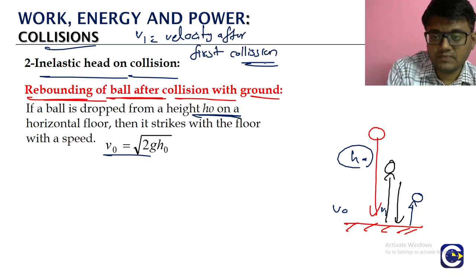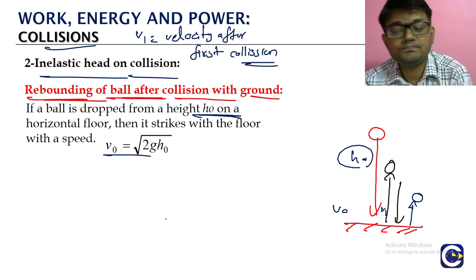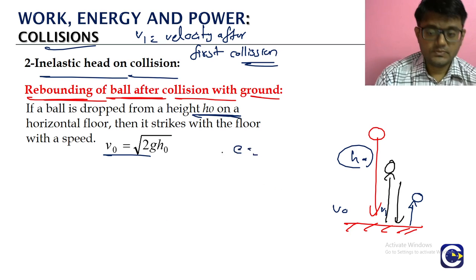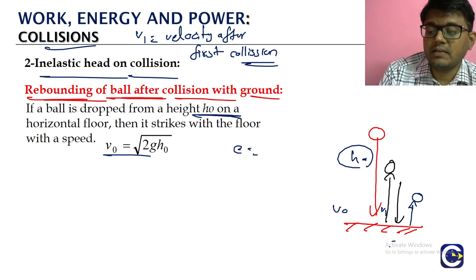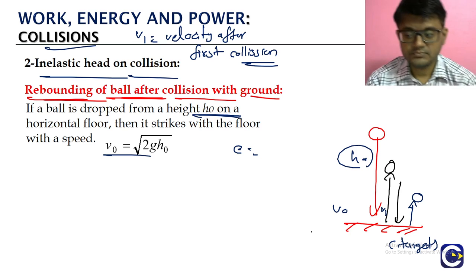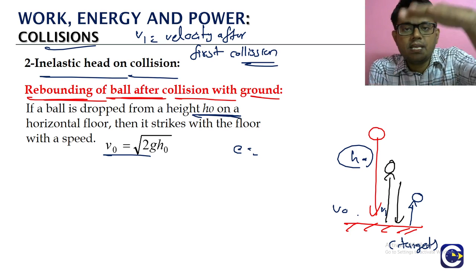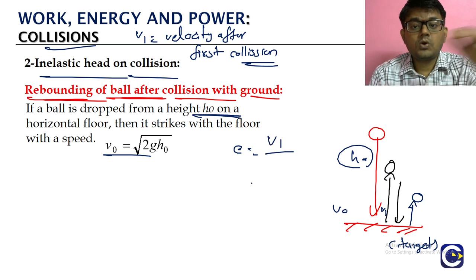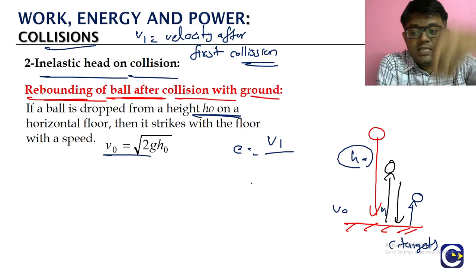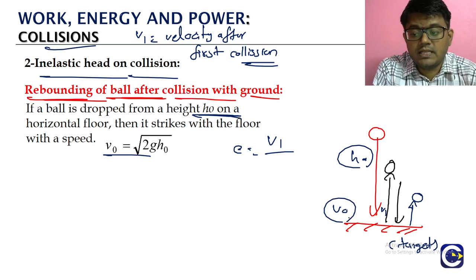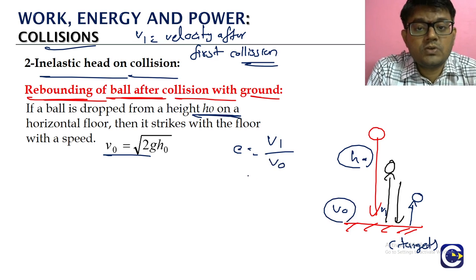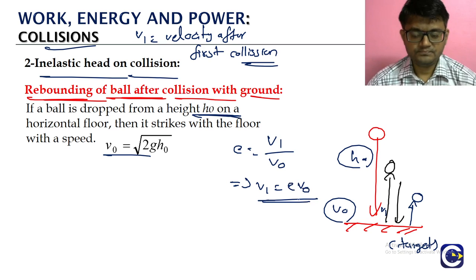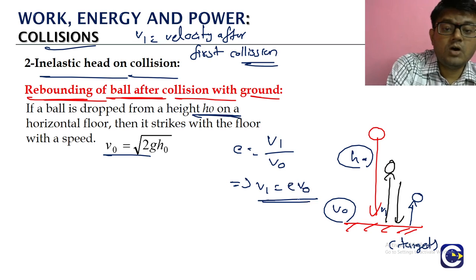After the first collision, the velocity is v1. Now look, what is the e value? The relative velocity of separation over the relative velocity of approach. Here this is the target, which is always at rest. After the collision, the ball will be going up with a velocity v1, so the relative velocity of separation is v1. Before the collision, the ball is approaching the ground with a velocity v0, so the relative velocity of approach is v0. So what will v1 be? v1 is e times v0.